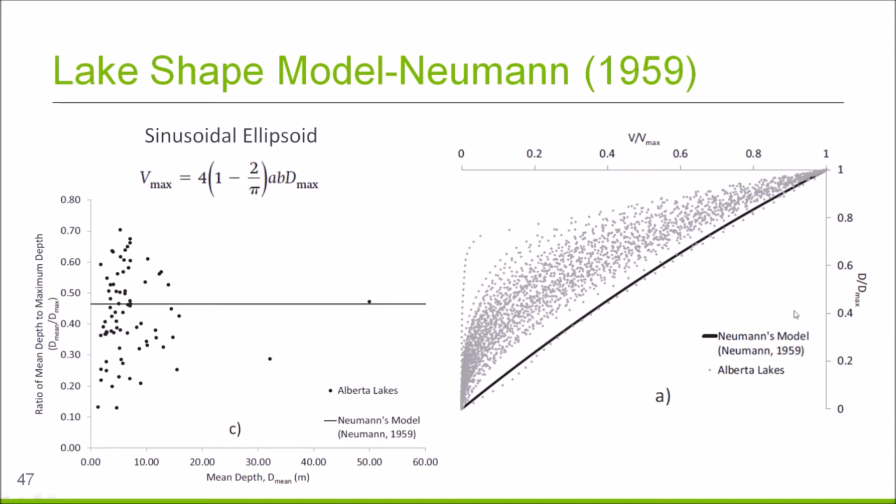On the right side, I have another plot of the ratio of the volume of a lake divided by the maximum volume, against the depth of a lake relative to maximum depth. For each lake we have a set of points like this, and every set of points comes from one lake. The far black line is for Newman's model, and all these other lines are from different known lakes. Again, you can see that our lakes are way different from the model proposed by Newman.